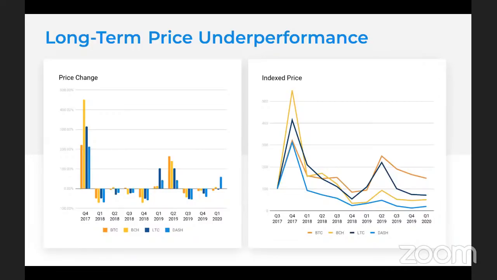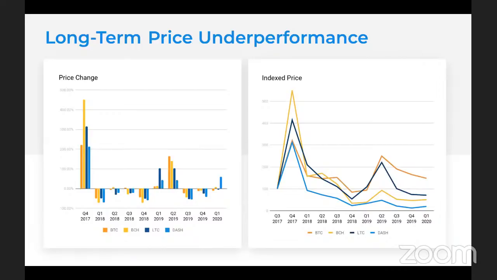On the left-hand side, I've plotted the percentage price change of Bitcoin, Bitcoin Cash, Litecoin, and Dash, each of the last 10 quarters. What we find is that Dash has been in the upper half of that performance on only 3 occasions. And so 70% of the time we have been underperforming the market. And it tends to be that, on days when the market was up, Dash would be up a bit less. When the markets were down, Dash might be down a fraction more on average. And these accumulate over time.